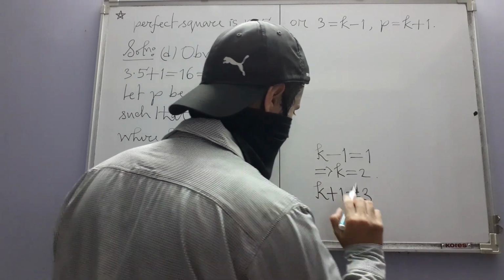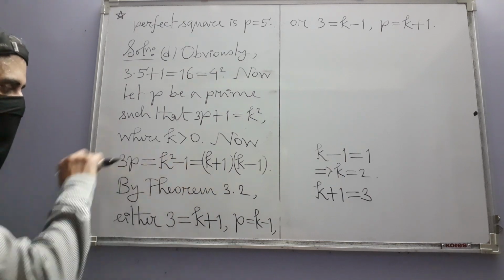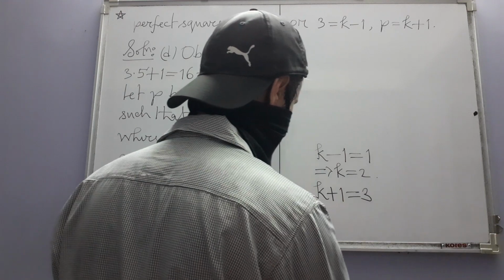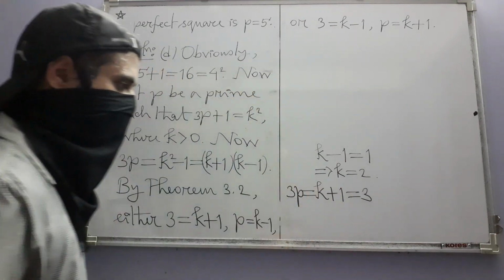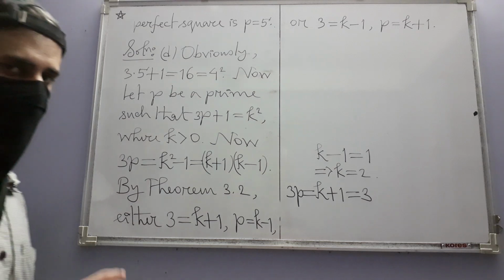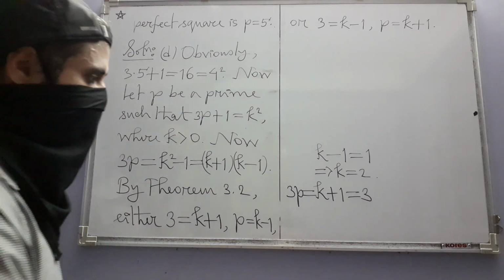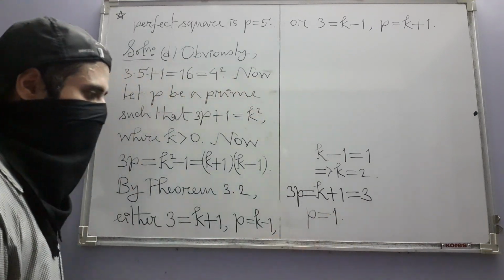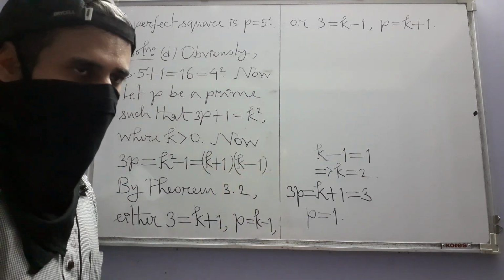Then k plus 1 is 3, but at the same time k plus 1 has to be this entire thing, because the other thing has been taken to be minus 1. So you get 3p equal to 3. But from that, you get the conclusion that p is equal to 1, which is a contradiction because p is a prime. It cannot be 1. So that thing is ruled out.